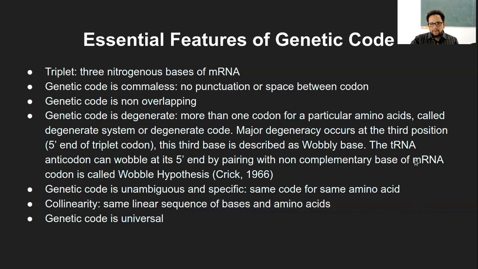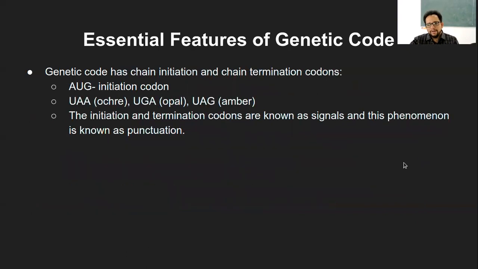Okay, so I guess we can move ahead with... oh yeah, sorry, one point is remaining in the essential features of genetic code. Again, this part we know for sure. There is something called the initiation codon, and there is something called the termination codon. AUG is the initiation codon, and UAA, UGA and UAG are the three termination codons, or what we call stop codons. And they have specific names as well, that is Ochre, the Opal and the Amber.